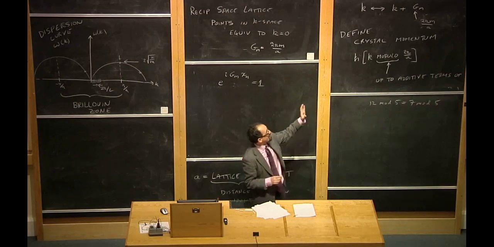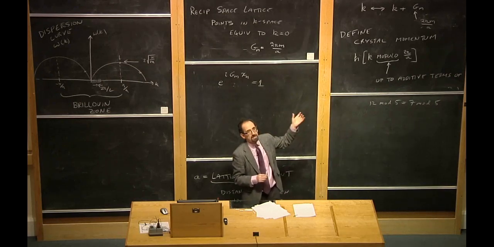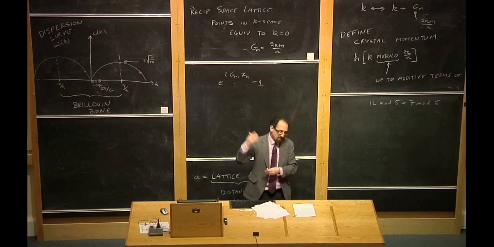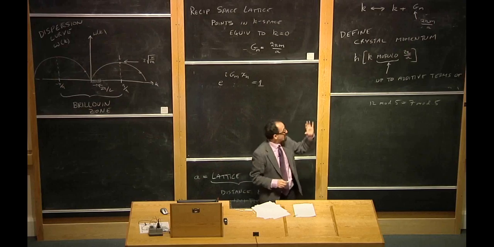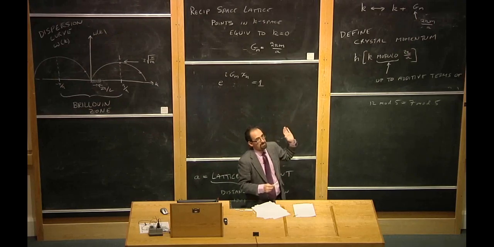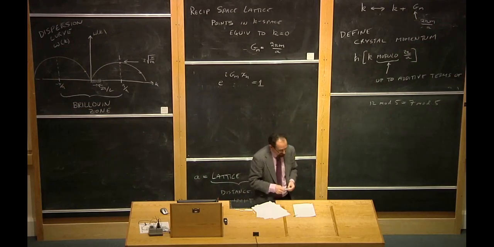And the reason we're getting less strong momentum conservation than we had when you think about regular particles in space is because we don't have the same translational symmetry of space. We only have a discrete translational symmetry.